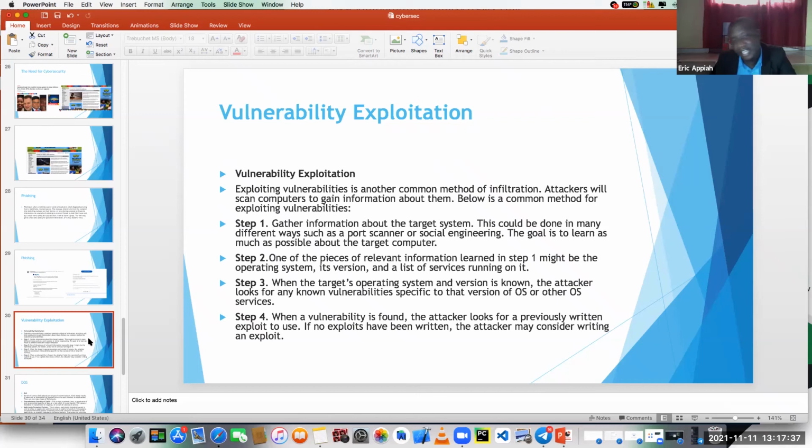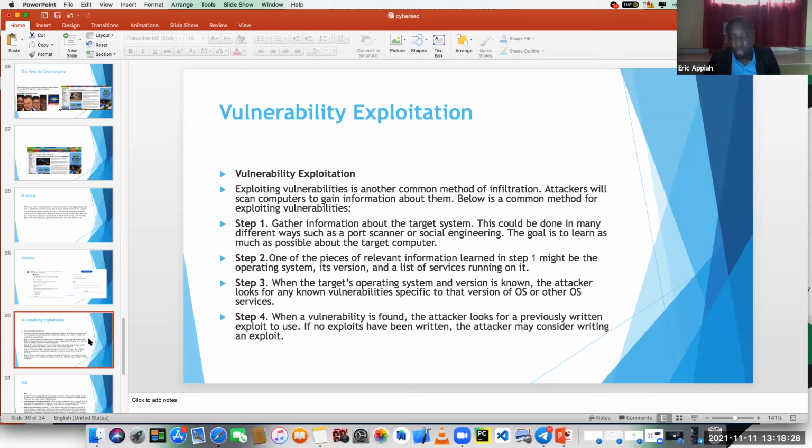So the first step is to gather information about the target through either social engineering or a port scanner or whatever. The goal is to learn as much about you as possible. Then the second step is knowing the operating system or the system that you use so that they will be able to attack. The third is knowing the version and the vulnerabilities that are specific to that version of the operating system that you use. When the vulnerability is found, they look for previously written exploits to attack you.